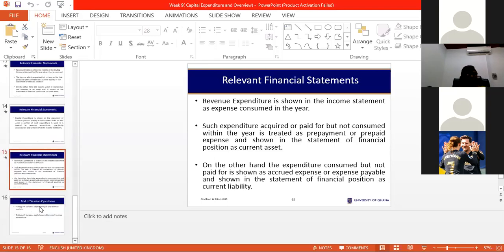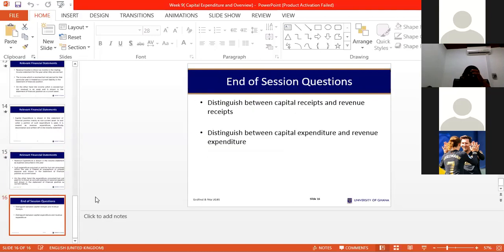So that brings us to the end of this session. I expect that we should be able to distinguish capital receipts and revenue receipts, and also capital expenditure and revenue expenditure. Any question?